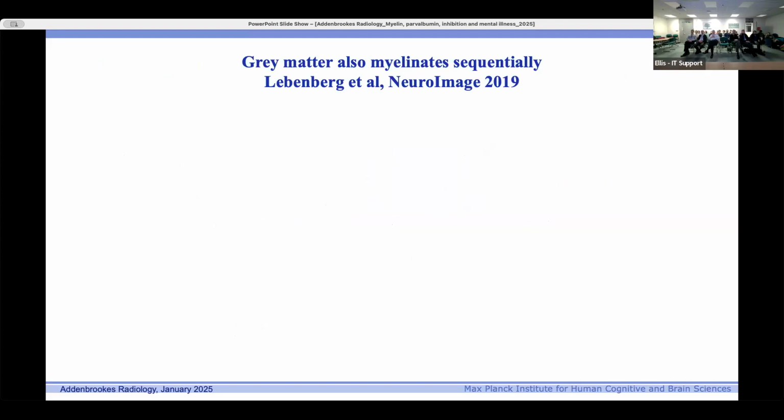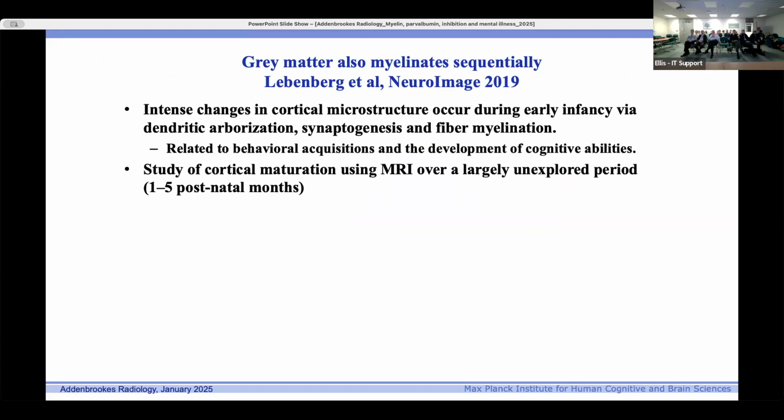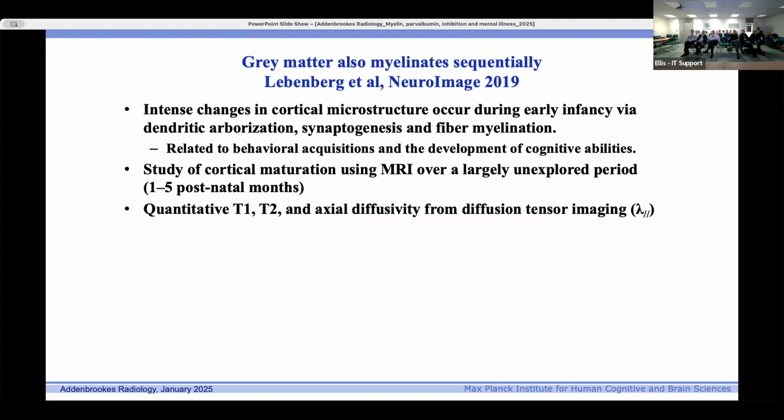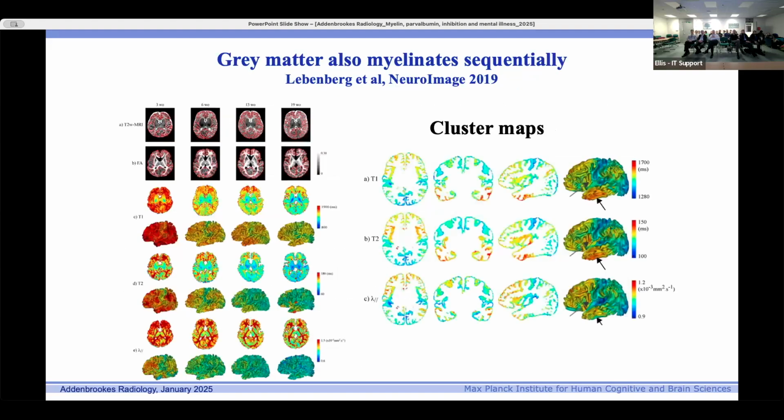The grey matter also myelinates sequentially, and it must be related to behavioral acquisitions and development of cognitive abilities. So if we're looking at the myelin, we're looking at a map of what's working, what's effective. And so that's the work of Lövdén.